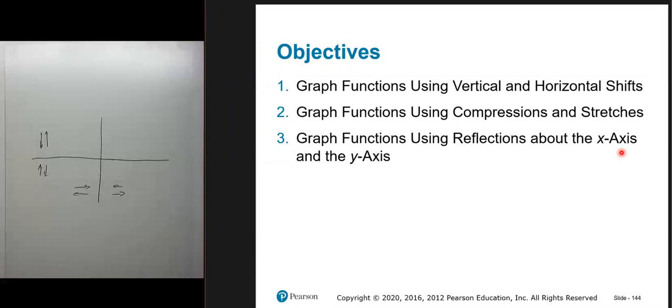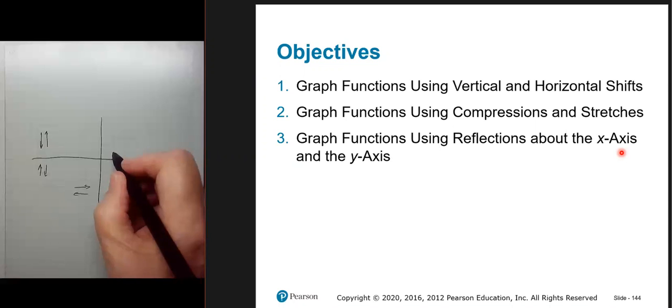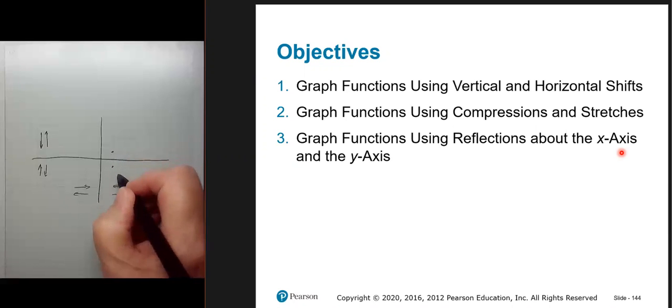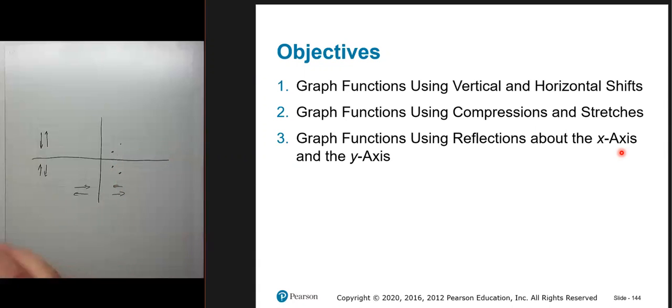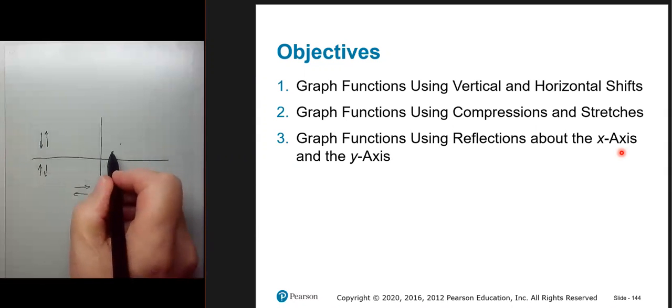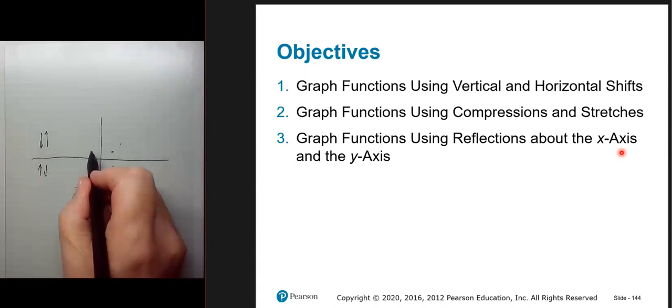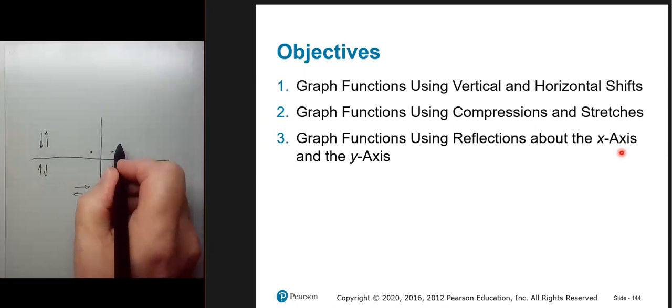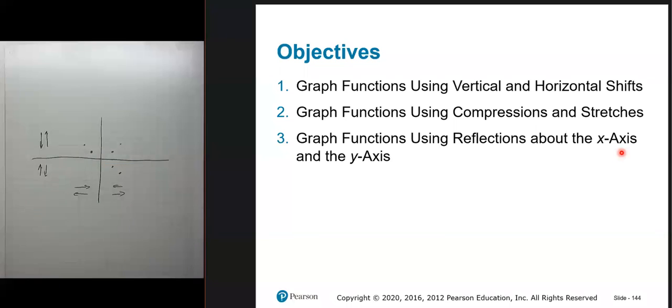When you're reflecting across the x-axis, you're changing the sign on your y's, because you're going from up here to down here, or you're going from down here to up here. So it all depends upon how you're looking at it. And then when you're reflecting across the y-axis, then you're changing your x value. So this x goes to this x, but the y value stays the same. And same thing here with that one. So boom.